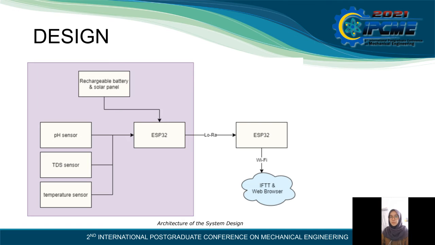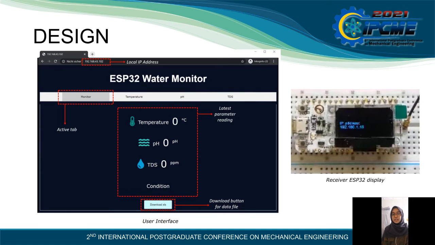The receiver would then upload the data received into a Google Sheet via IFTTT server, so it connects to the internet using a Wi-Fi connection. If a user connects their device using the same Wi-Fi, they can view the data directly using an IP address displayed on the receiver. As you can see in this slide, the OLED display of the ESP32 has an IP address written on it. With this IP address, you can input it into any internet browser, provided that you're connected to the same Wi-Fi network as the ESP.